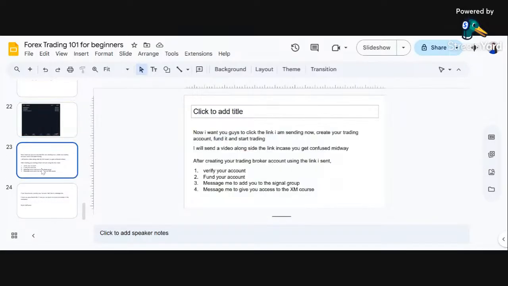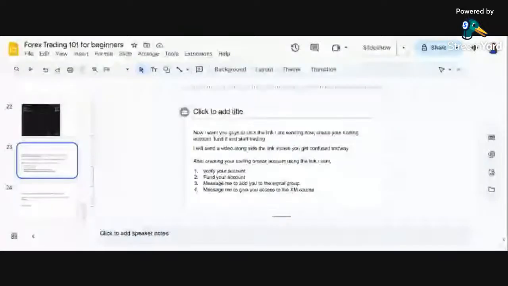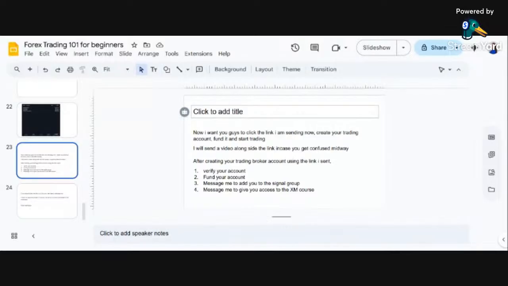So in the group, create a trading account, fund it, and just start trading. I'll send a video on how to create your account in case you get lost. If you get lost on how to create your account, just message me and I'll help you. Don't make a mistake. Use that link.